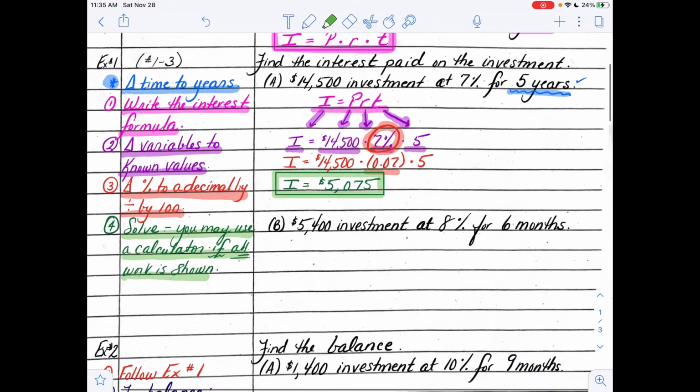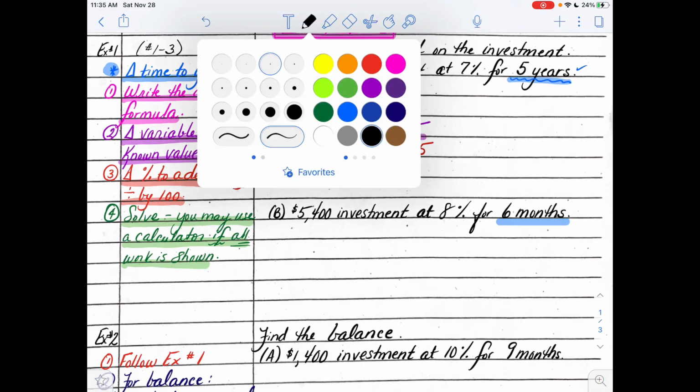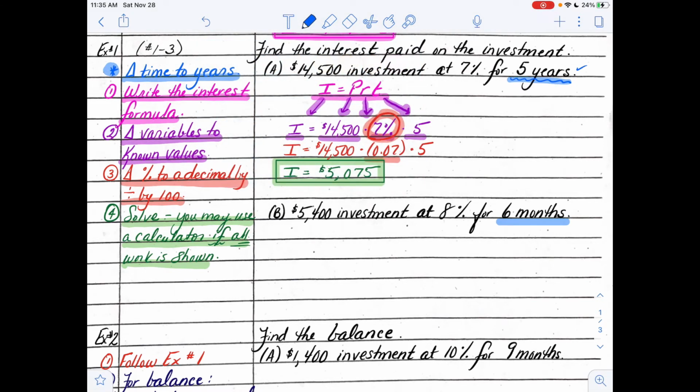Let's go ahead and look at the next one. Again, the first thing we need to look at is our time. Notice this time is not in years. It says months. So I have to change that. Well, how many years is 6 months?